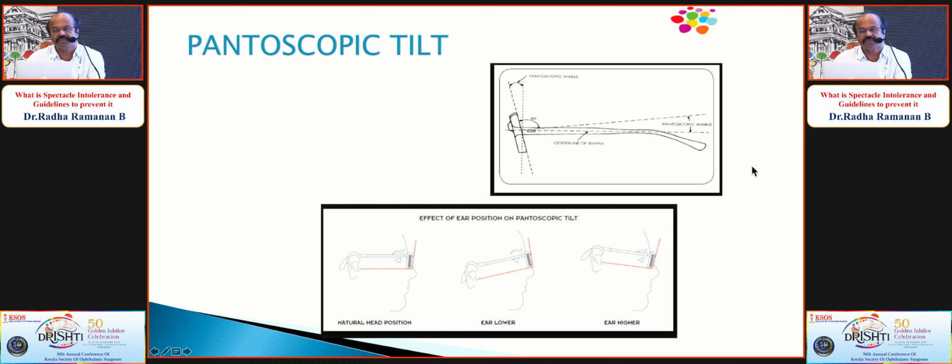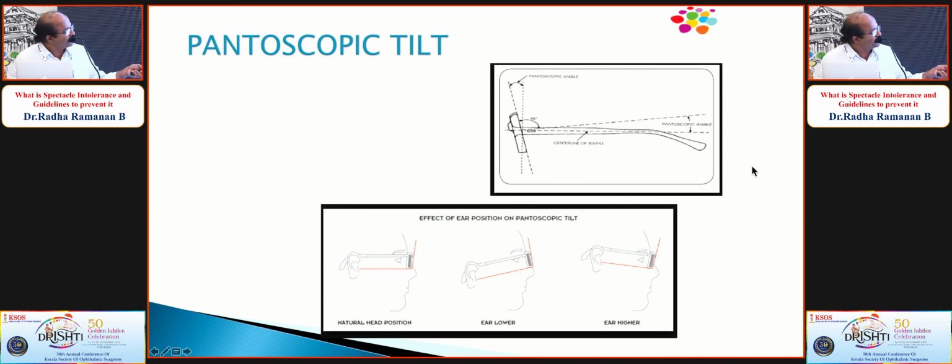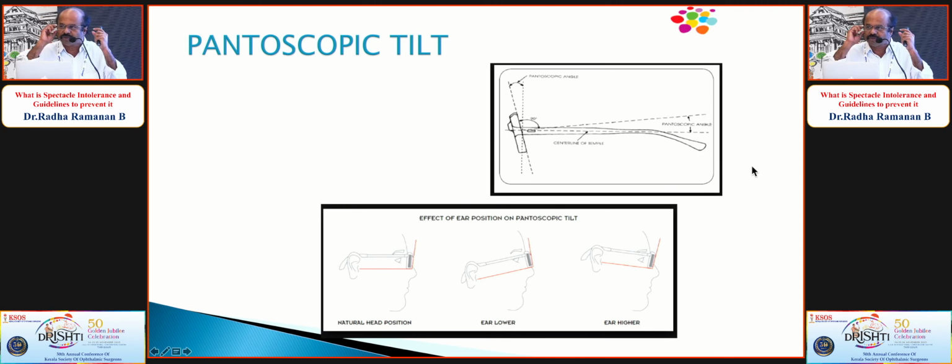Sometimes the tilt is okay, but when the patient wears it, the optician will check it. They will say the tilt is okay, 10 degrees or 15 degrees, but the patient will go on complaining it is not suitable, because the patient's ear position will vary. So every patient is different. Some patients, when they wear it, the tilt will change according to the ear position.